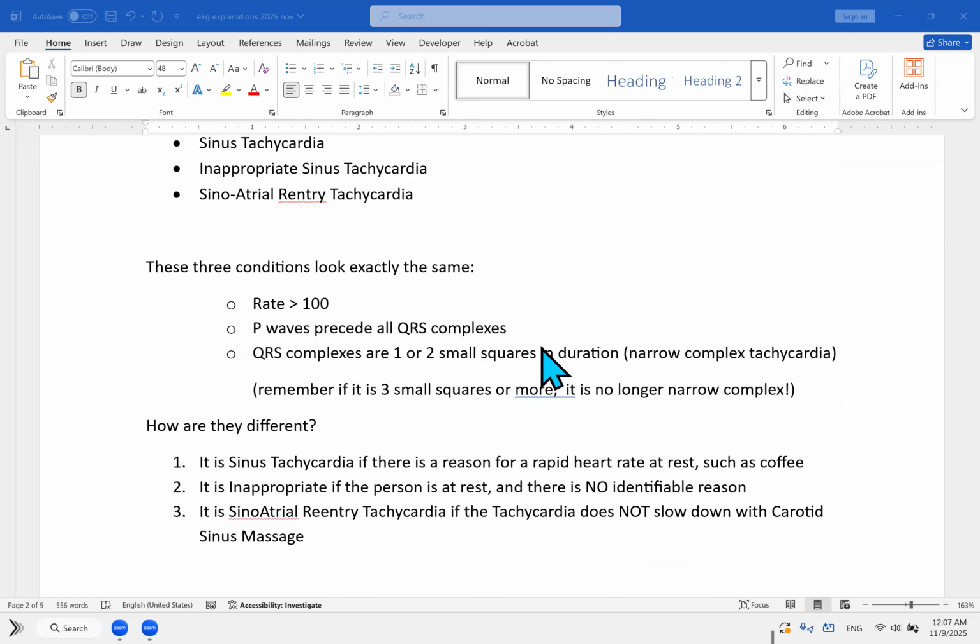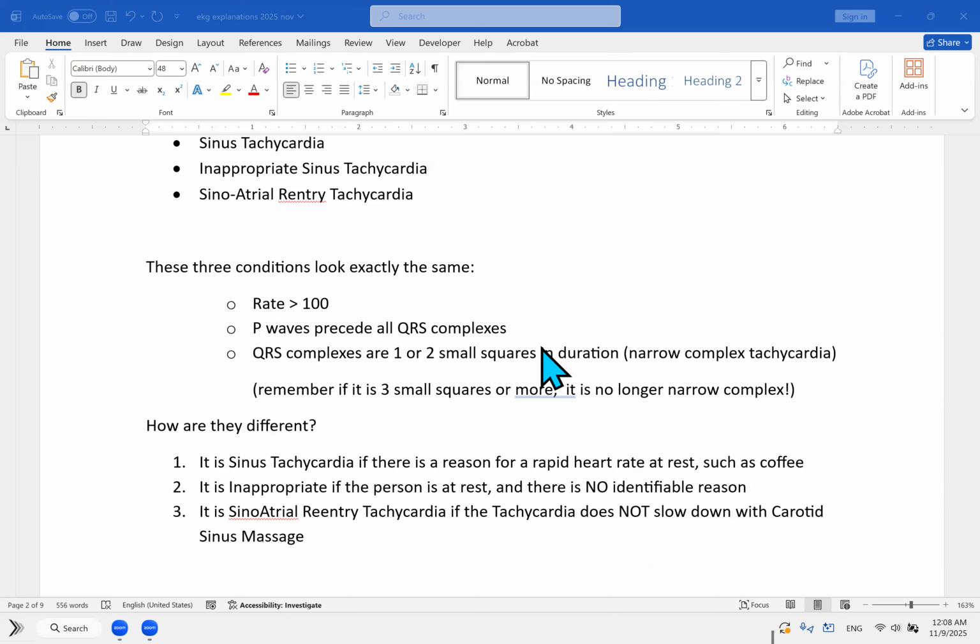So let's say there's no reason for the patient to have a high heart rate. The patient is relaxed and happy and laughing and not stressed at all. And there's no insight into why he's in the hospital. Okay. And he still has tachycardia. That would be inappropriate sinus tachycardia.